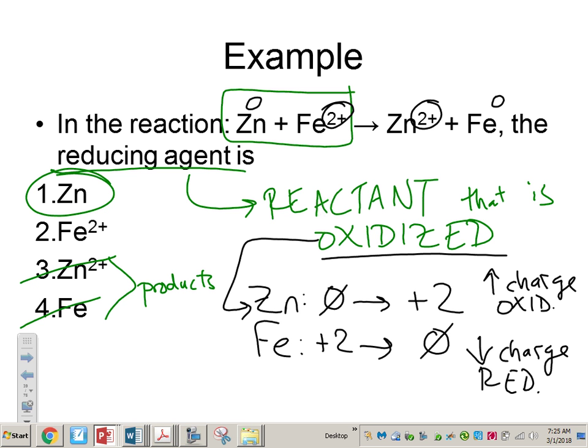So we're going to be practicing in a problem set with the half reaction method and then also these types of questions.